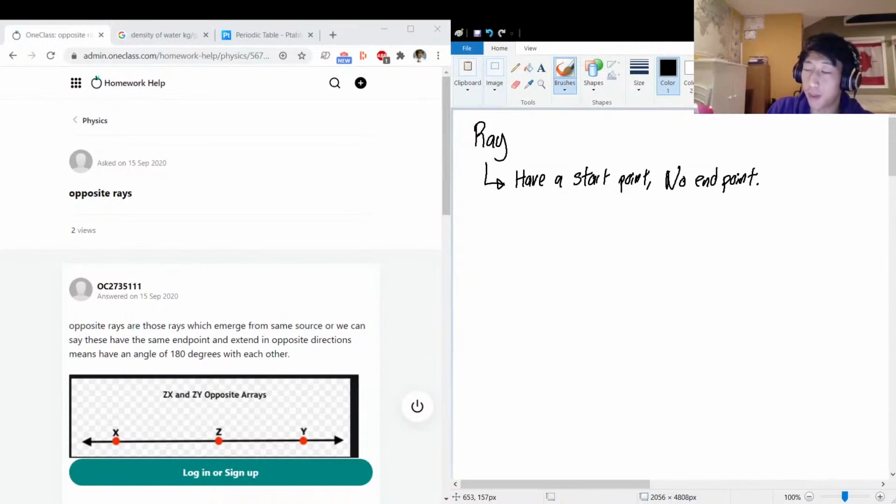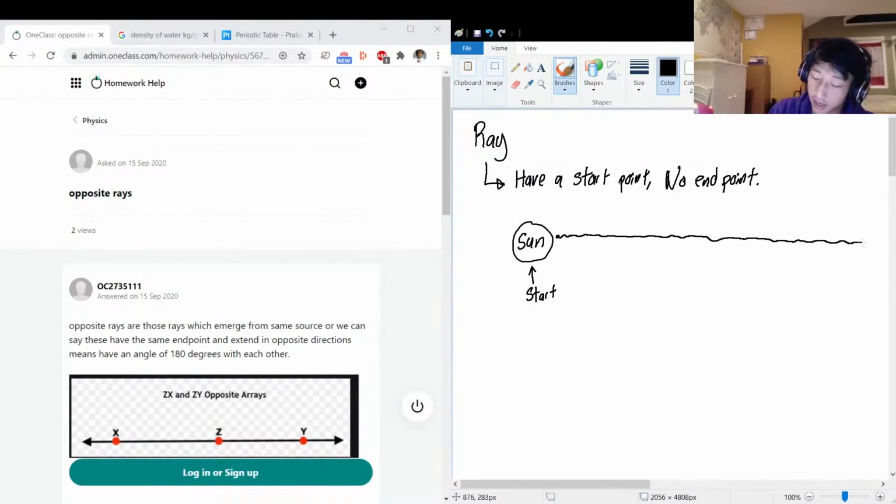Maybe a nice way that you can remember it is like, we have rays of sunshine. Rays of sun, well, it has a start point. So that's the start. They start at the sun. And a ray of sunshine, well, where does it end? It never ends because the sun is powerful. So, it could be a good way to remember what a ray is. It has a start point, no end point, kind of like the sun. The rays of sunshine, they have a start point, no end point. They keep going on.